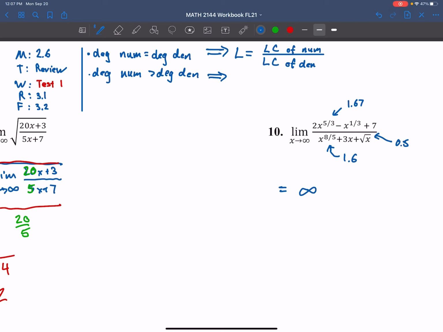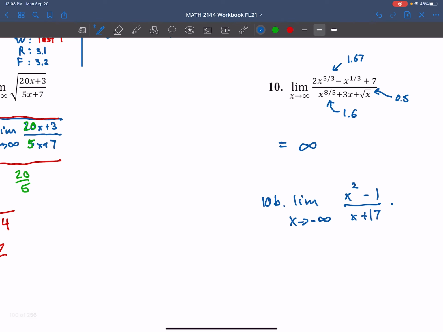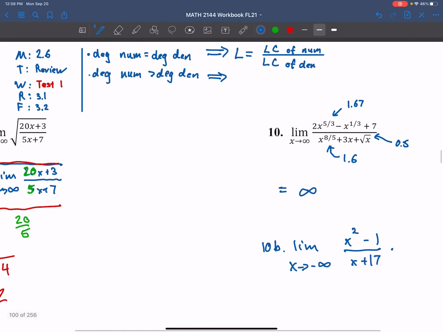The other case would be something like 10b. Let's consider the limit as x approaches negative infinity of x squared minus 1 over x plus 17. Don't ask why 17. It just felt like a good number that was really prime. All right, this is the scenario. Oh, wait, I wanted the other scenario. So let's make that a cube. Let's say x cubed plus 17. That's the third scenario. Does anyone remember the third scenario? What would the limit be for this one?